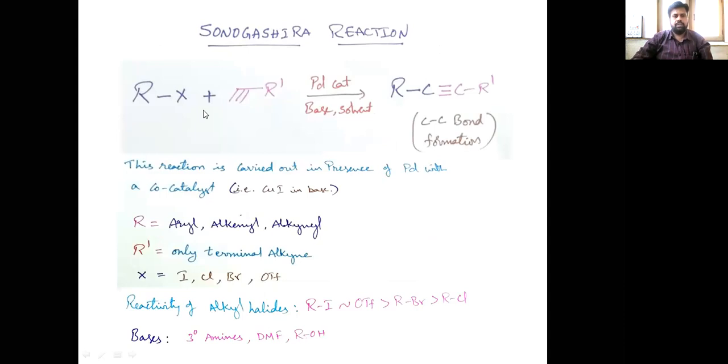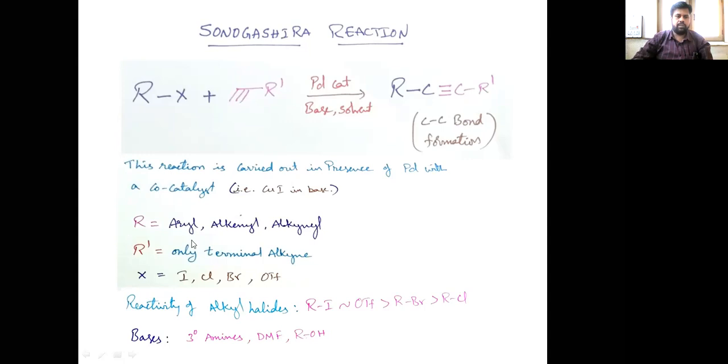the Sonogashira reaction. This is also a coupling reaction. Here an alkyl halide reacts in the presence of palladium, with a co-catalyst. We use copper iodide as the co-catalyst, in a base. So here C-C bond formation takes place.